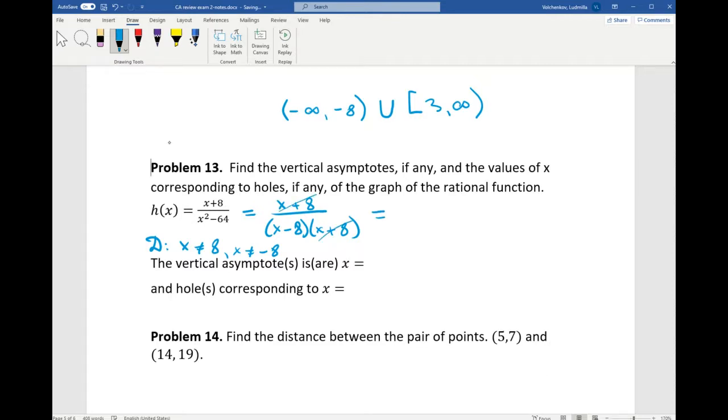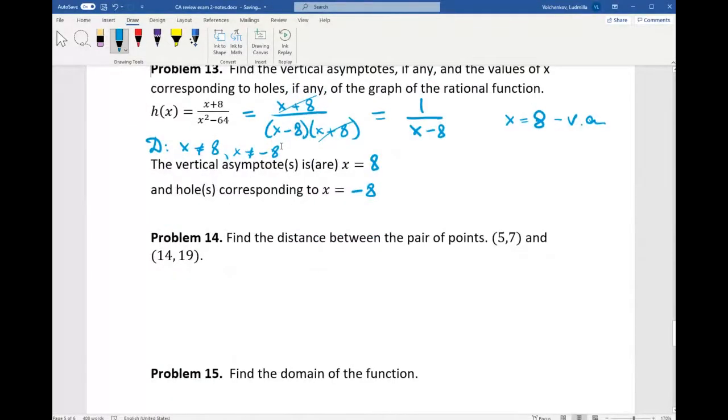Then you can simplify the function. Canceling out x plus 8 in the numerator and in the denominator, we simplify to 1 over x minus 8. After simplifying, we can tell that x equal to 8 is a vertical asymptote of the function. But negative 8 is not a vertical asymptote because the function is not increasing or decreasing without bound at this point. So the vertical asymptote is x equal to 8. What about negative 8? Negative 8 is just a hole, but not a vertical asymptote.